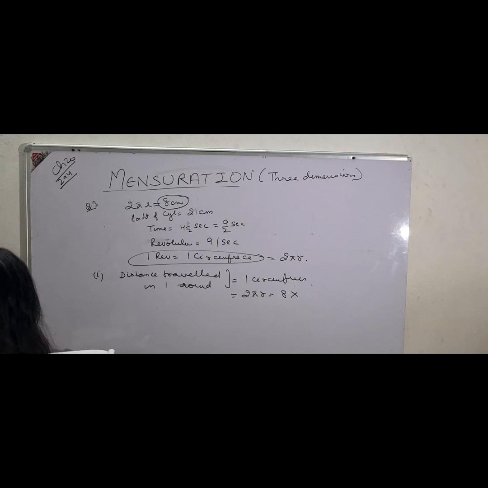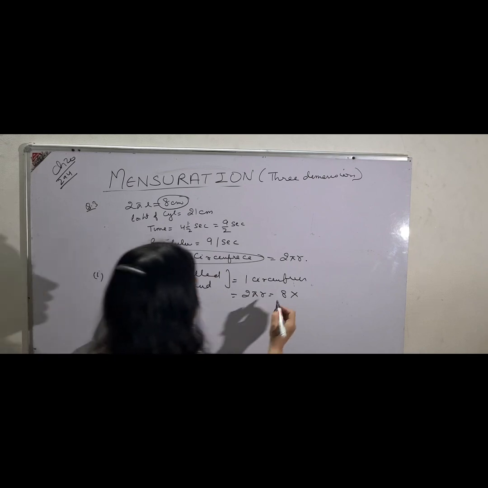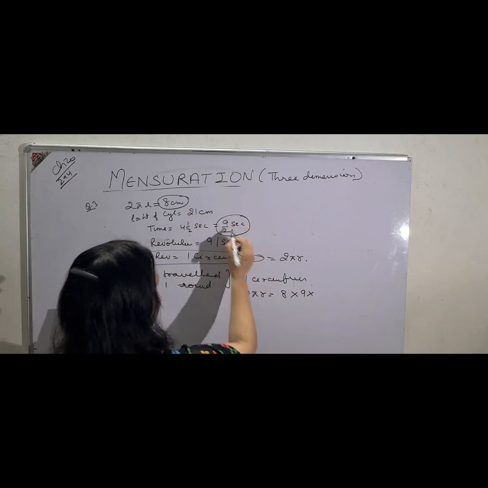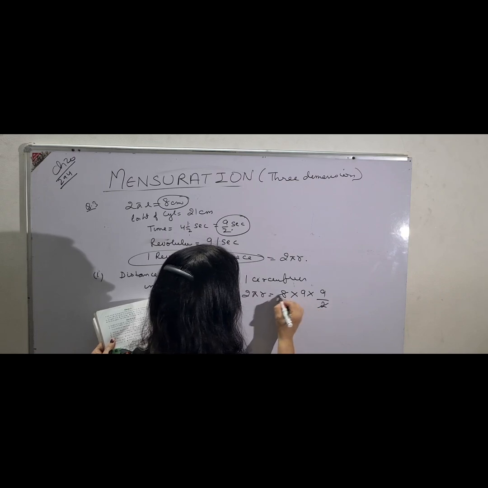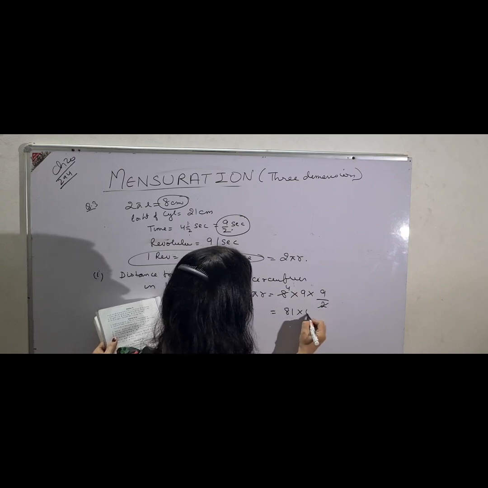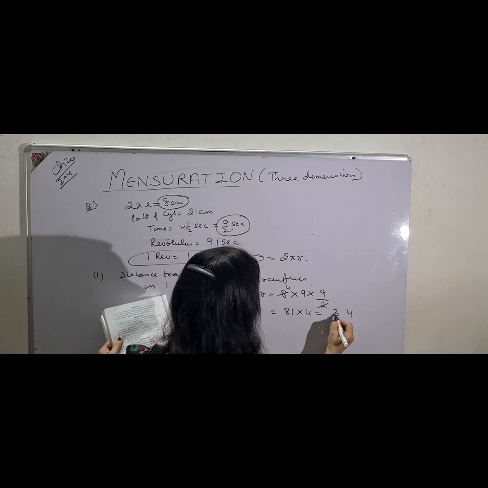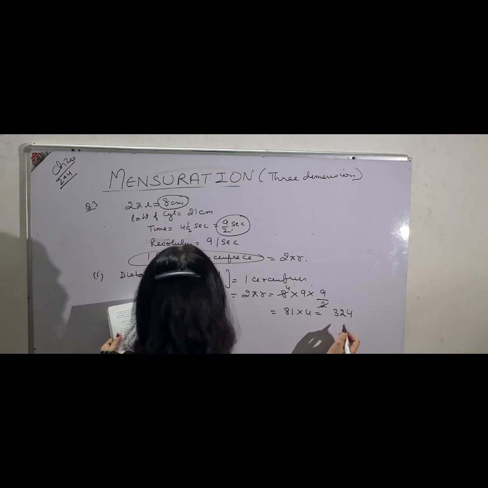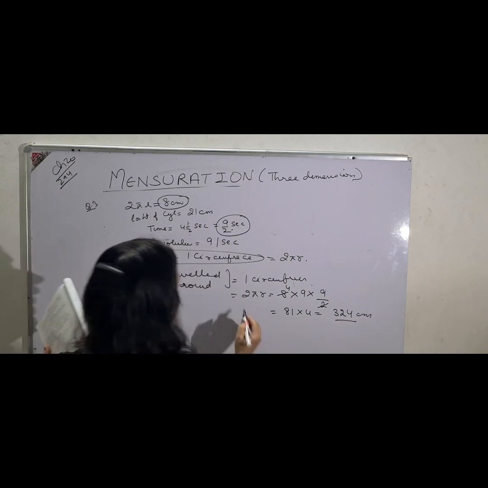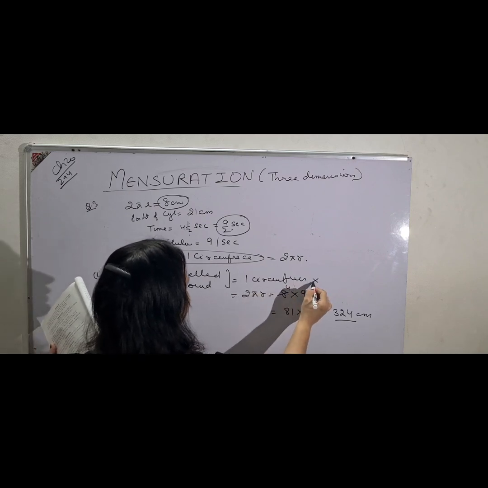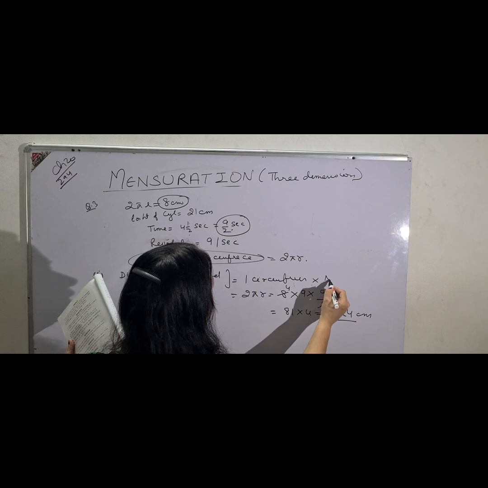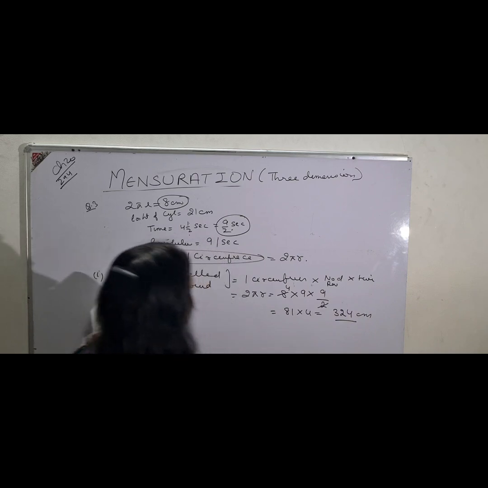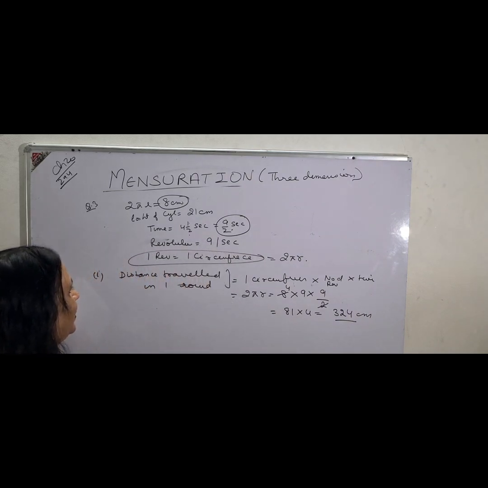So total revolutions will be 9 into 8, but in how much seconds? 1 revolution, 9 by 2. So this is the answer. 2 fours are. So 81 into 4, 4 1s are 4, 4 8s are 32, 324. Answer is 324 centimeters. It will travel one circumference into the number of revolutions or rotations into time. This is said to be your distance travelled in one round.